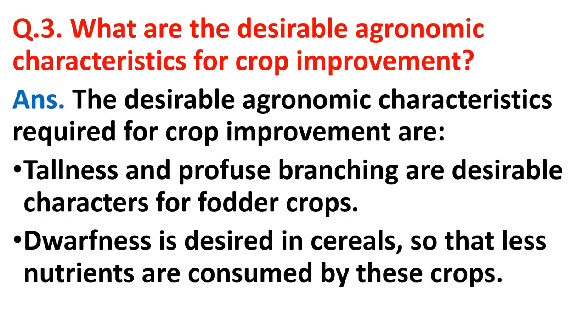Question number 3 was, what are the desirable agronomic characteristics for crop improvement? Answer: the desirable agronomic characteristics required for crop improvement are tallness and profuse branching for fodder crops. Dwarfness is desired in cereals so that fewer nutrients are consumed by these crops. So this was your third question.